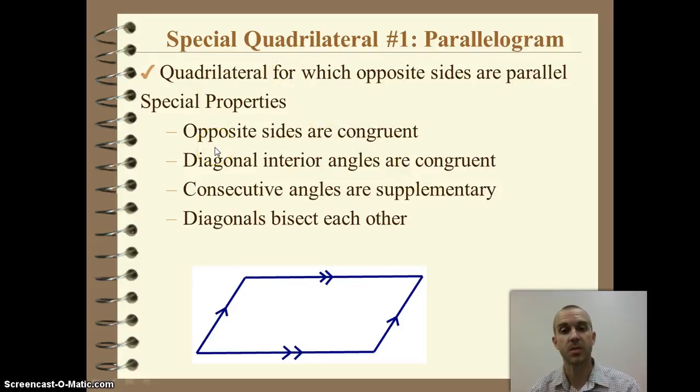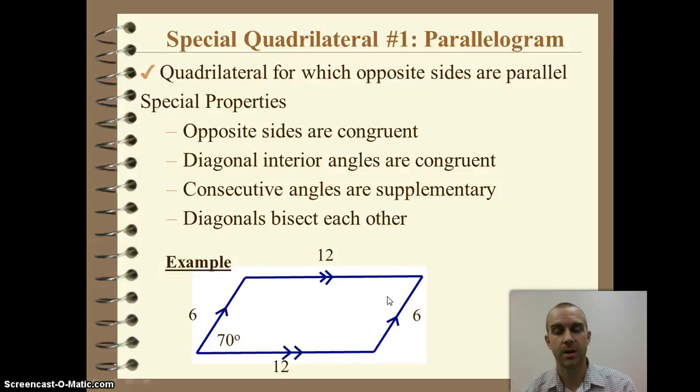First, because they're parallel, the opposite sides end up also being congruent. Their diagonal interior angles are congruent, and the consecutive angles have to be supplementary, as well as the diagonals bisecting each other. If we think about these first three items, it's all because of the parallel sides. So if I know two of the sides, I know the opposite sides have to be 6 and 12. Now if I know this angle is 70 degrees, by the definition of the parallelogram, I know this opposite angle is 70 degrees, and I know the other two have to be 110 degrees.